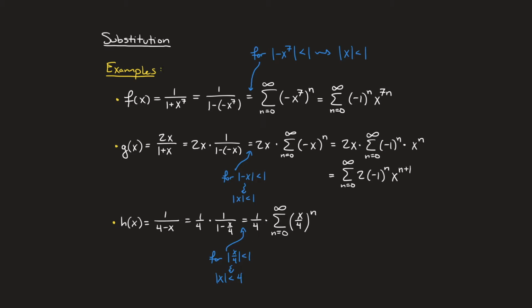Finally, we can clean up the series by splitting apart the x^n and the 4^n, and multiply the 1/4 inside to get the sum of x^n over 4^(n+1). And there you have it. This is one way that we can get a new power series representation from the one that we know.